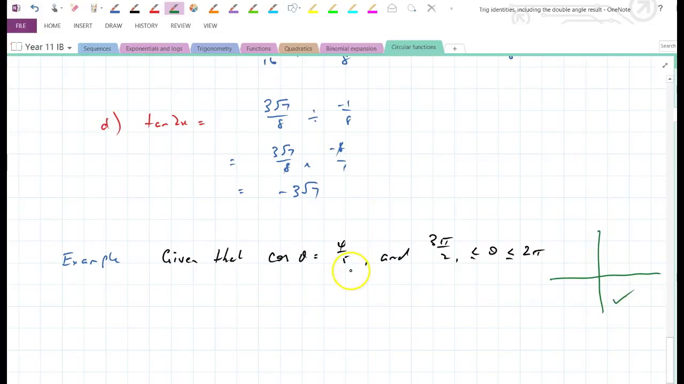So cos theta is 4/5. Cos is positive in that quadrant, so that's okay. Given that that's the case, find the exact values of. Okay, so let's have a look.